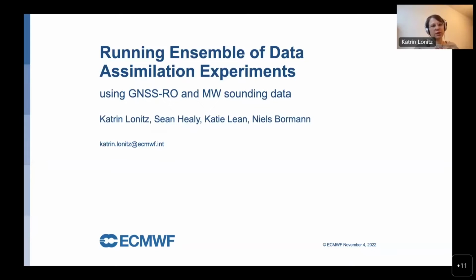Yes, I'm going to talk about two ESA studies which have been performed at ECMWF by Katie Lean, Niels Bormann, Sean Healy, and myself, running ensemble of data assimilation experiments using GNSS-RO data, radio occultation data, and microwave sounding data.